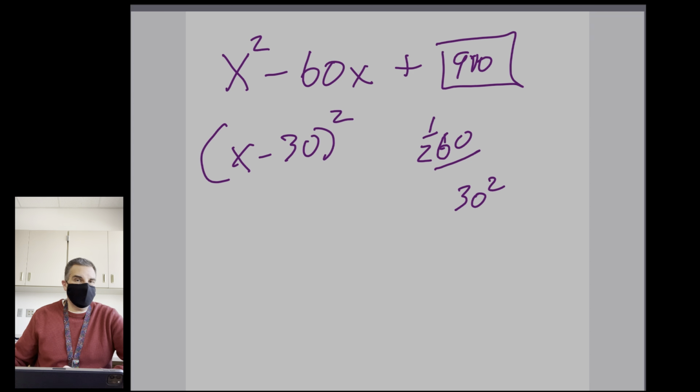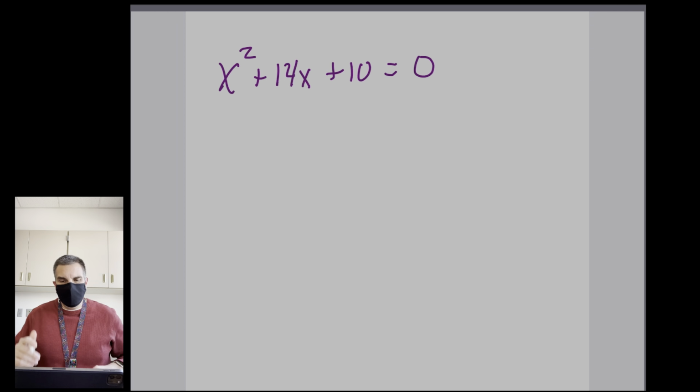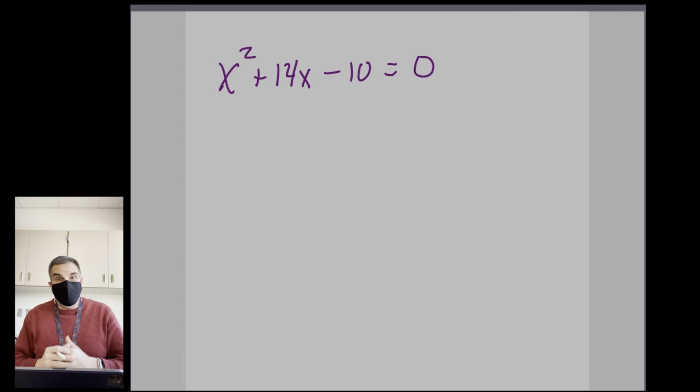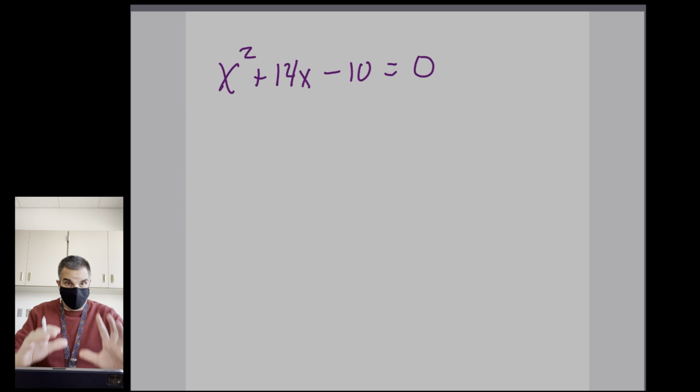30 completes the square. Okay, so now, what can we do with this? How can we use this to help us solve a problem? Well, let's say that we have something like x squared plus 14x plus 10 equals 0, and you're asked to solve this by completing the square.